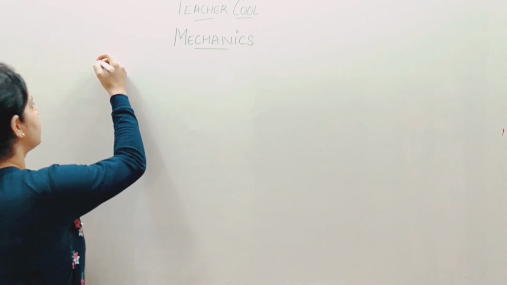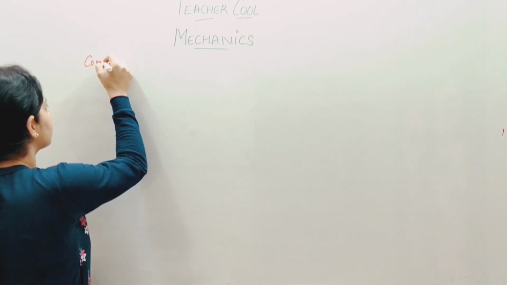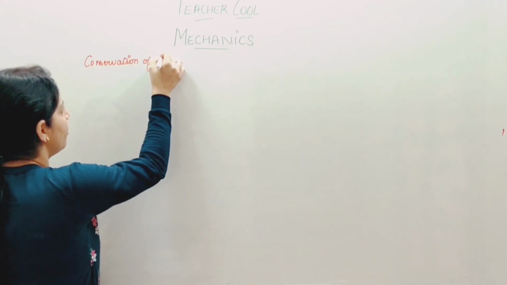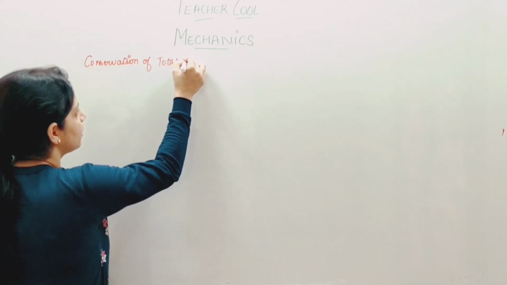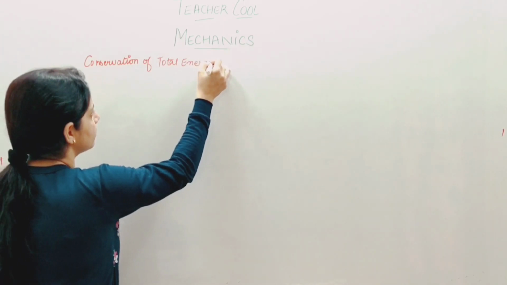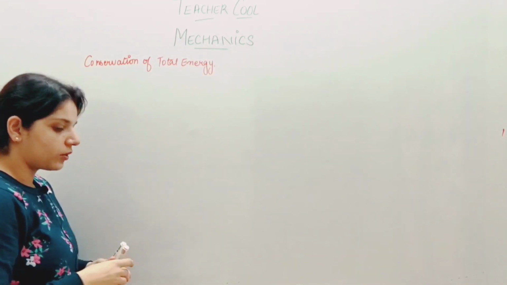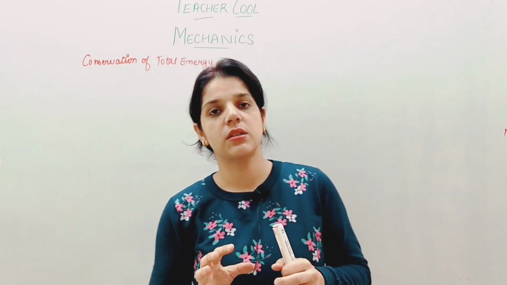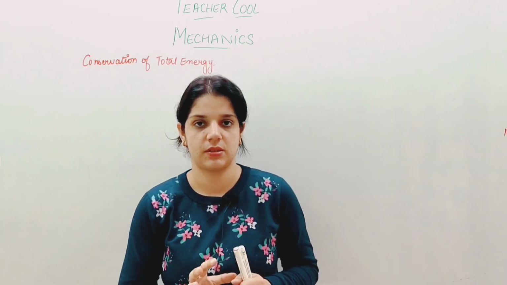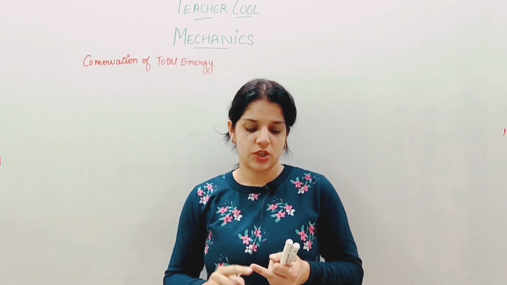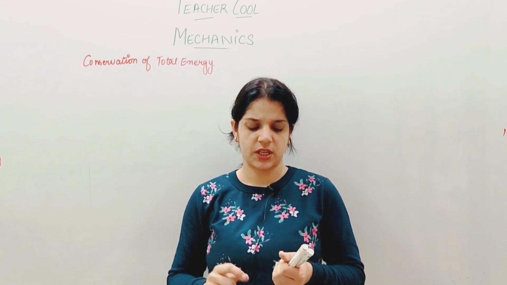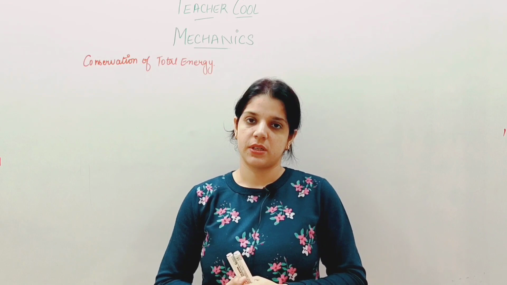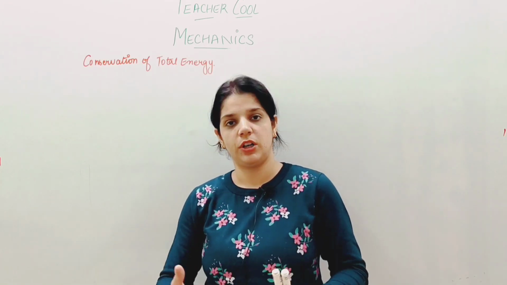So we'll start with conservation of total energy. Now total energy, if I talk, is basically the sum of all sort of energies in a system, like kinetic energy, potential energy, vibrational energy, interaction energy, Coulomb's energy, or any other sort of energy which might be present in a system or in a particle or in a molecule.